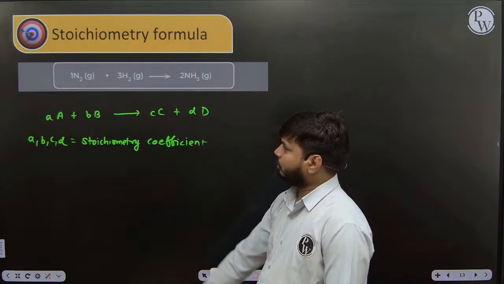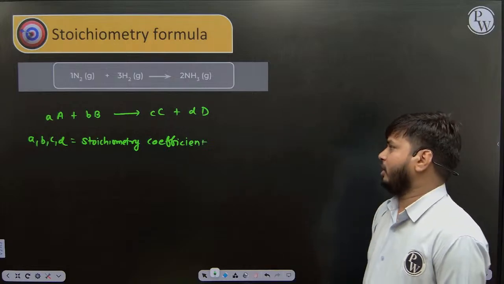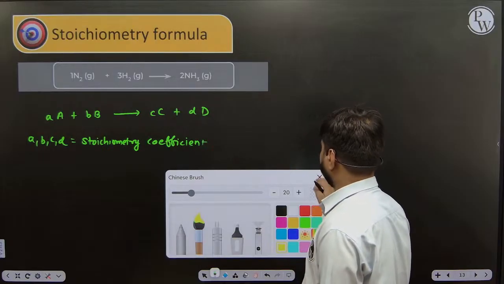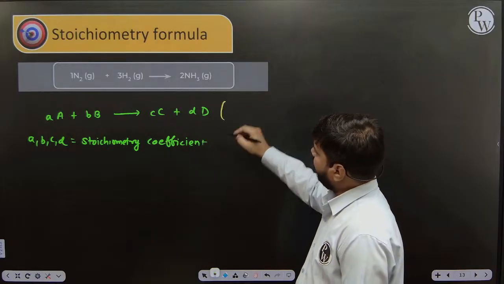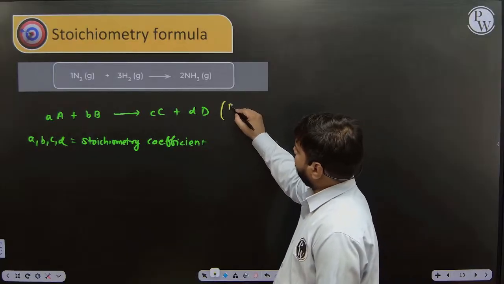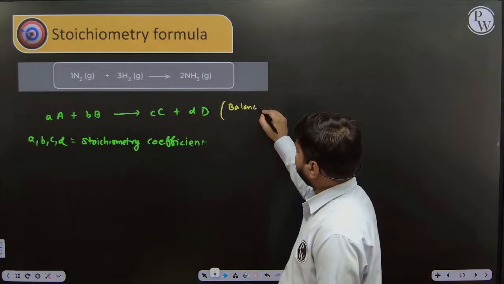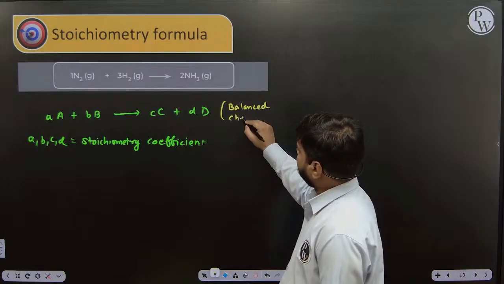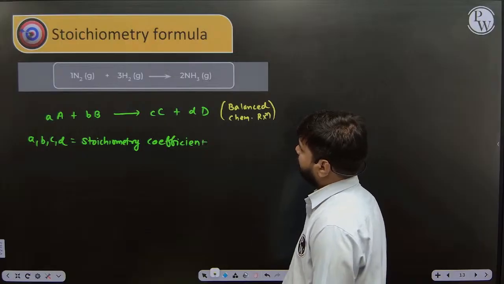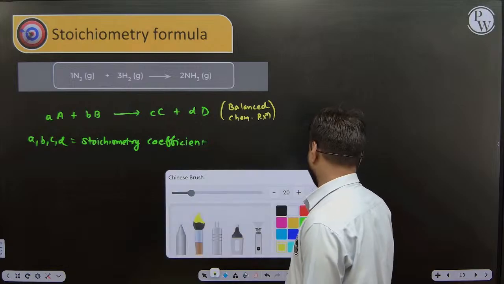This is what we are going to do in this stoichiometry session. Now how we are going to calculate, that is what we are going to discuss. So we have this equation, and whenever we calculate things, make sure that you have the balanced chemical equation, the balanced chemical reaction, correct? Apart from this, better we don't have the limiting reagent. Better we don't have the limiting reagent.